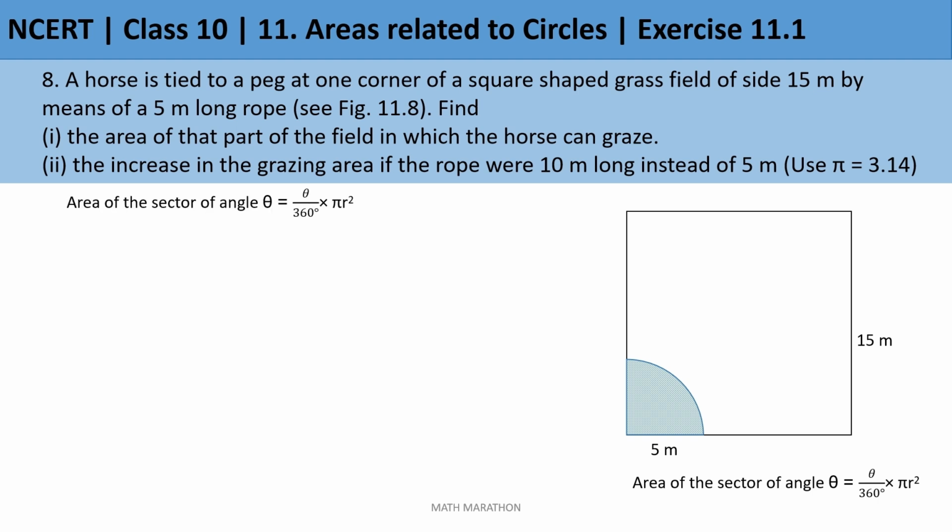Section 1. Area of a sector is equal to theta by 360 multiplied by pi r square. We have the following information. Grass field is square-shaped. So, theta is 90 degree. Rope is 5 meter long. So, radius r is 5 meter. And pi is 3.14. Area of a sector is equal to theta, which is 90 divided by 360 multiplied by pi, which is 3.14 multiplied by r square, which is 5 square.